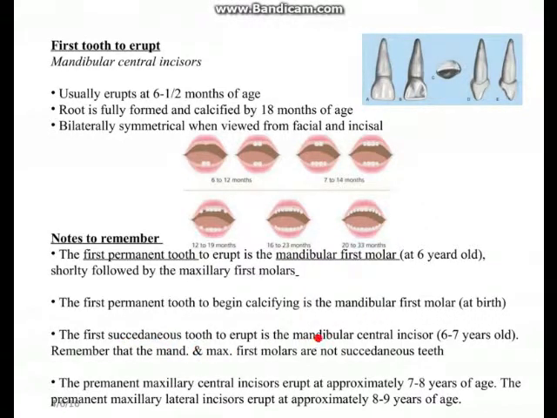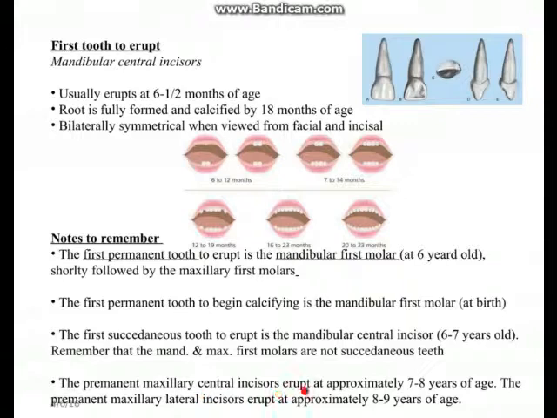Okay, so the first succedaneous tooth to erupt is the mandibular central incisor at 6 to 7 years old. Remember that the mandibular and maxillary first molars are not succedaneous teeth. So, when you get asked, what's the first non-succedaneous to erupt? Mandibular first molar. What's the first succedaneous tooth to erupt? Mandibular central incisor. Just keep that in mind. But just to let you guys know, the mandibular first molar comes before the mandibular central incisor. I don't think they're that far apart when erupting, but the mandibular first molar is definitely the first.